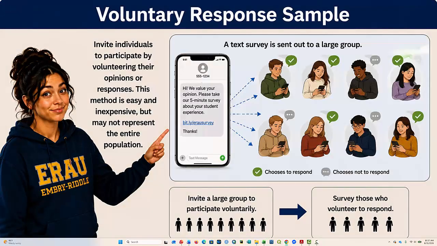A voluntary response sample is when subjects decide whether to participate, like a survey sent to all students via text or email. Some will respond, some will ignore it. The problem with a voluntary response sample is usually only people with strong opinions respond. Therefore, it may not be representative of the population.